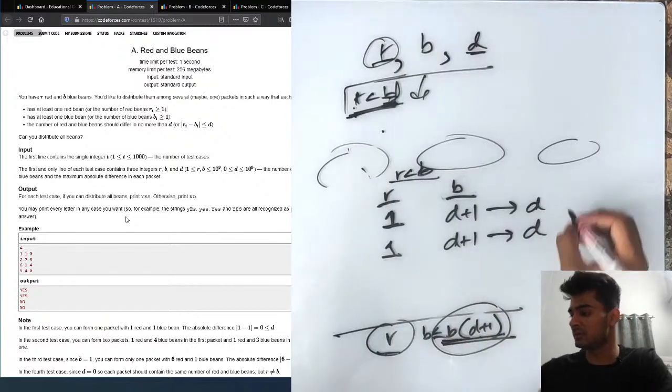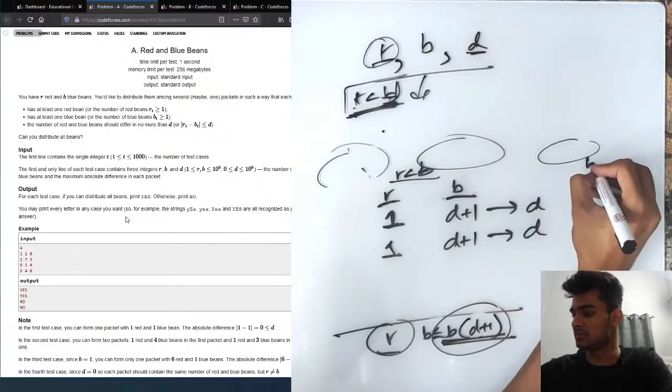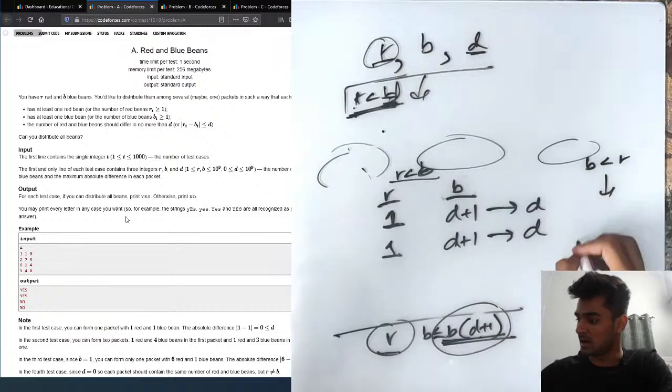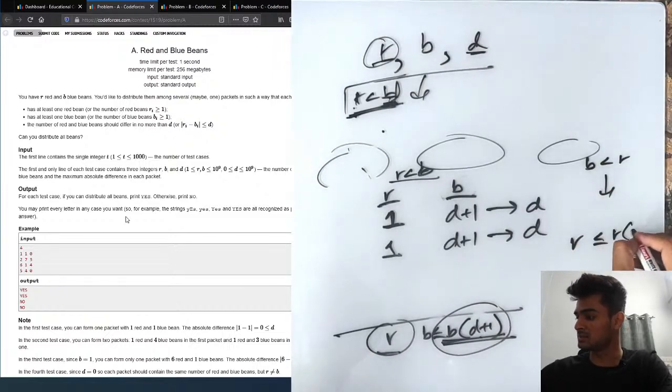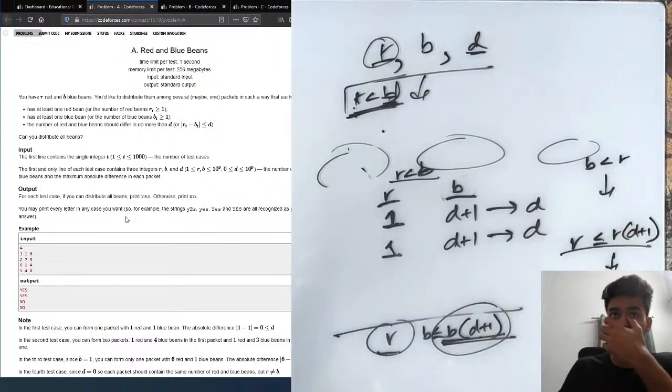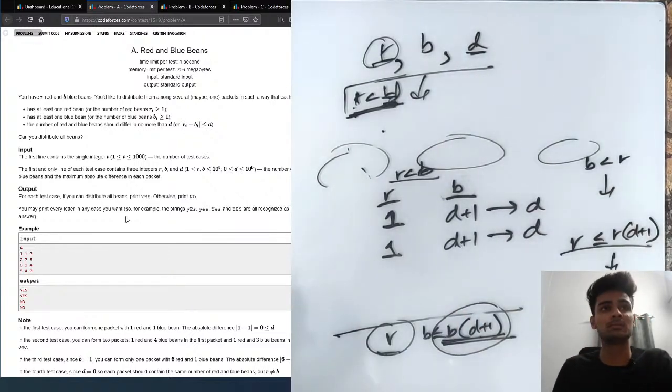And similar for the other way around as well. Let's say if B is less than R, then R should be less than or equal to B times D plus 1. I hope that's understood to everybody. If anybody has any issues, they can let me know in the chat.